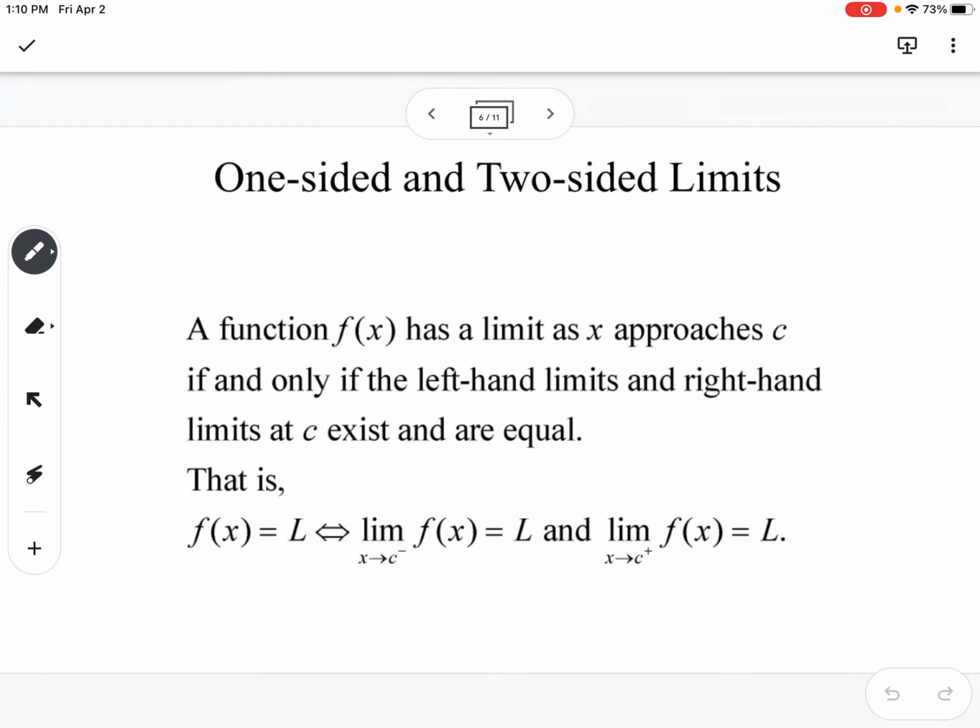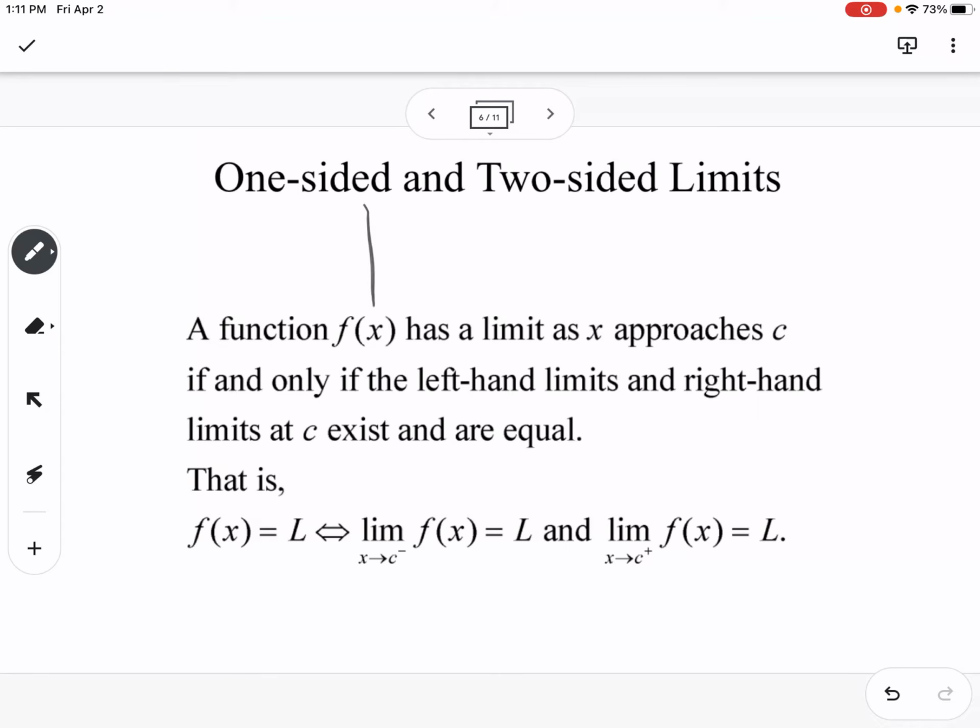Okay, so one-sided and two-sided limits. A function has a limit if the left-hand and right-hand limits are the same. They're equal. That means you're approaching the same y value from both the left-hand side and the right-hand side.